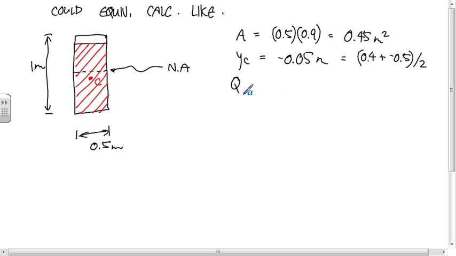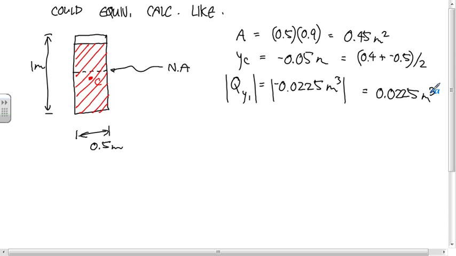And so Q sub Y1 is equal to 0.0225 meters cubed. Well, it would have a negative, but we don't care about the negatives. So we got negative there, but if you take it in absolute value, you get 0.0225. Any questions about that?